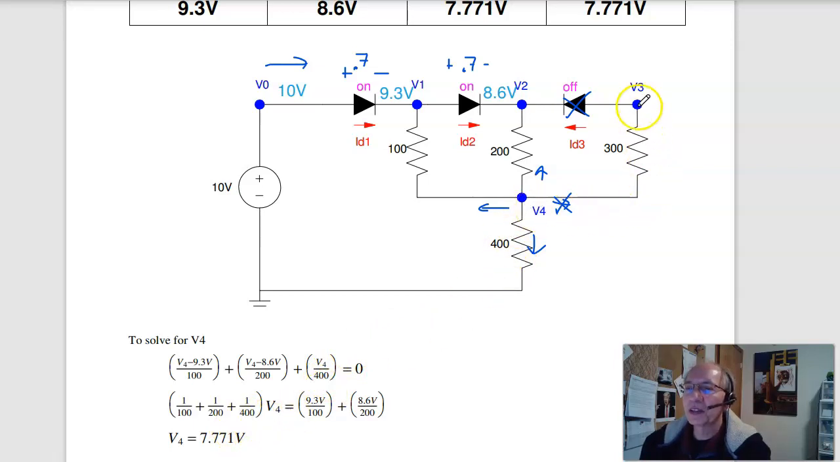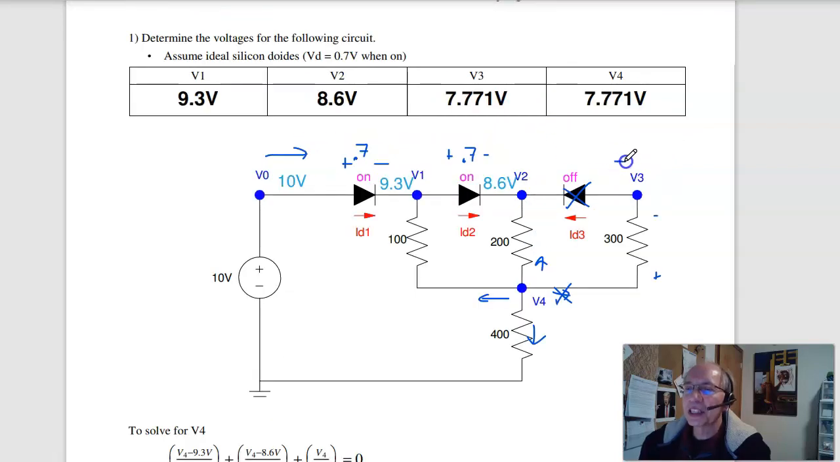Then V3 equals V4. Again, the current is 0, so this voltage drop, I times R, is 0. V3 equals V4. So there's your voltages. And as a check, if this is 7.7 volts, this is voltage going backwards, that turns off that diode.